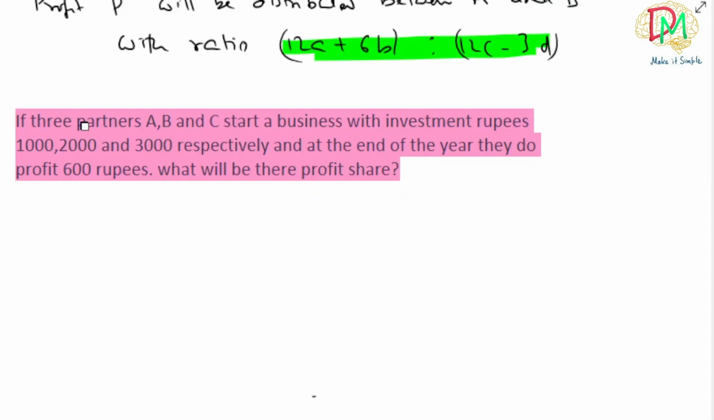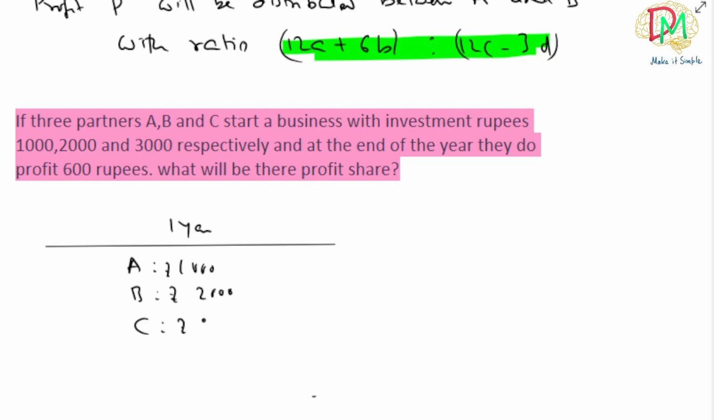Let's take one example. If 3 partners A, B, C start a business with investments of rupees 1000, 2000 and 3000 respectively, and at the end of the year they make a profit of 600 rupees, what will be their profit shares? Here, for the entire 1 year, A invested 1000 rupees, B invested 2000 rupees and C invested 3000 rupees.